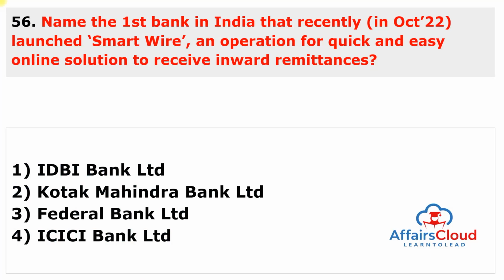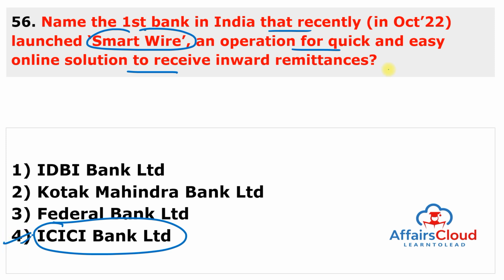Moving to next question. Name the first bank in India that recently launched Smart Wire, an operation for quick and easy online solution to receive inward remittance. And this bank is ICICI Bank. So answer of this question is 4.